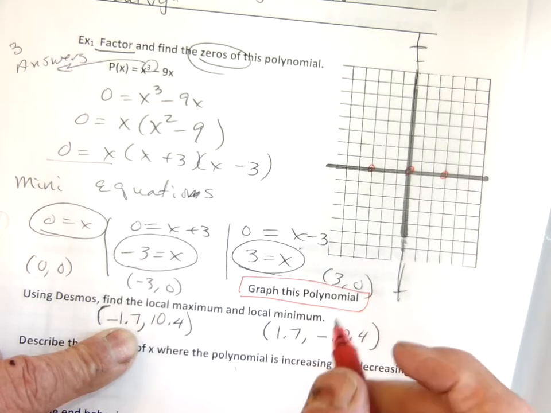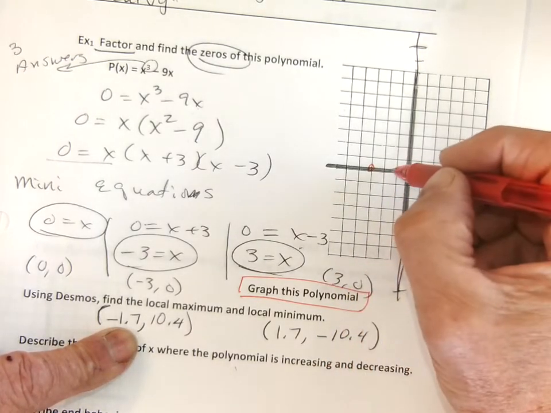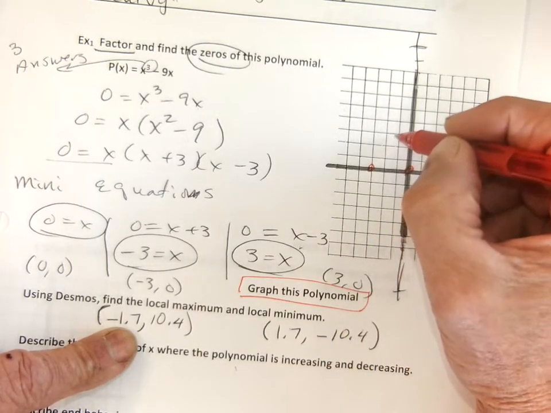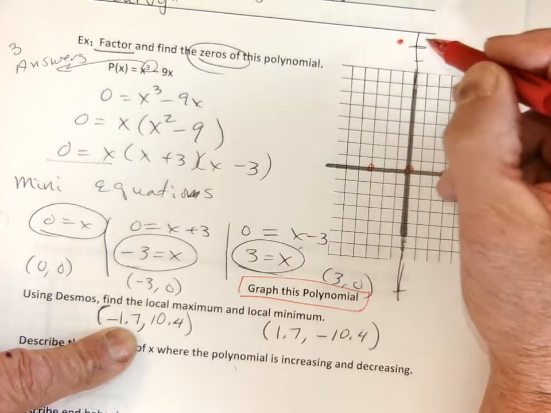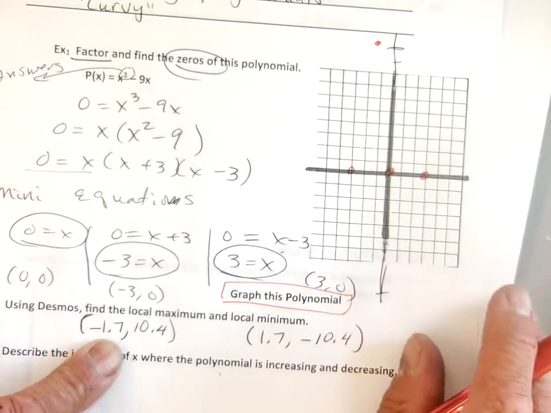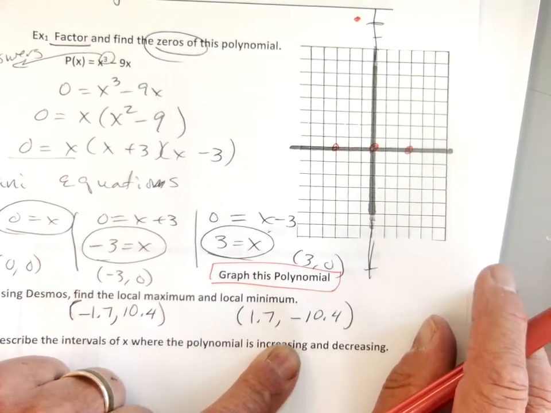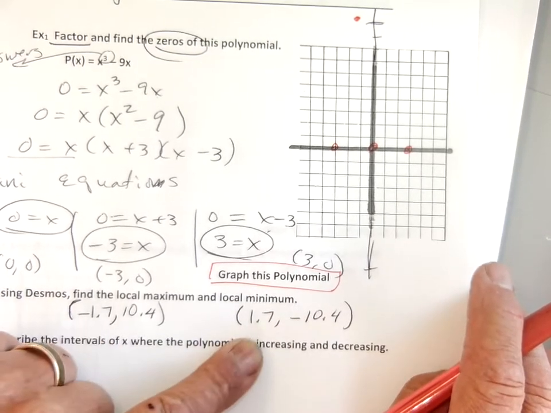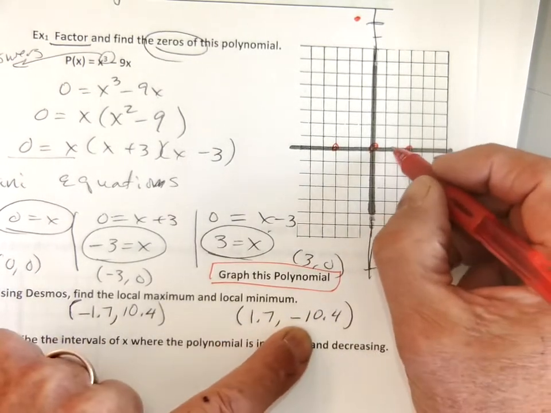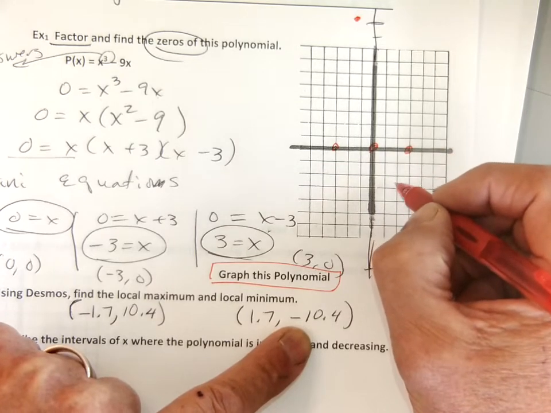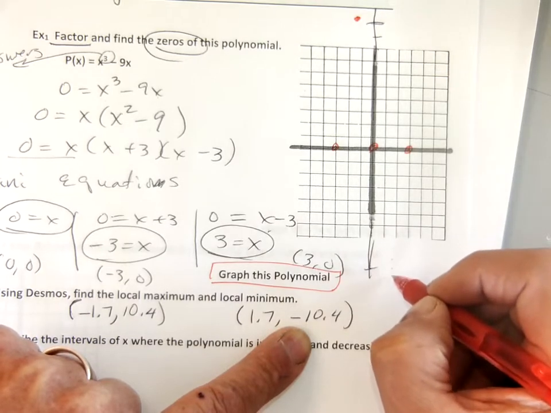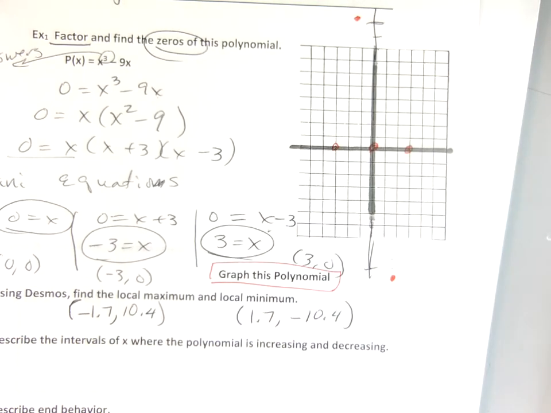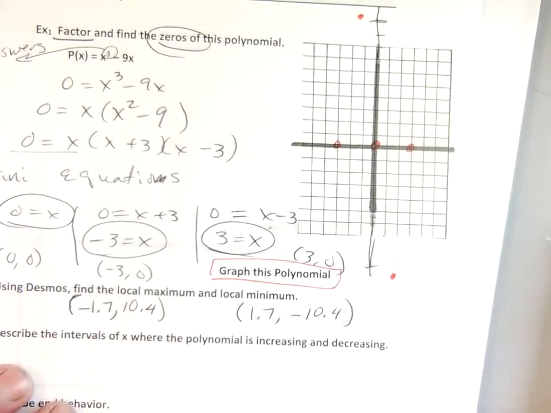I'm just going to estimate negative 1.7 and go up 10.4. About there. It doesn't have to be perfect. And I'll graph this point at 1.7 and negative 10.4, about there, okay? How am I doing? Now I know what it looks like because I let Desmos do it. So I know it looks like this, okay? So it goes.